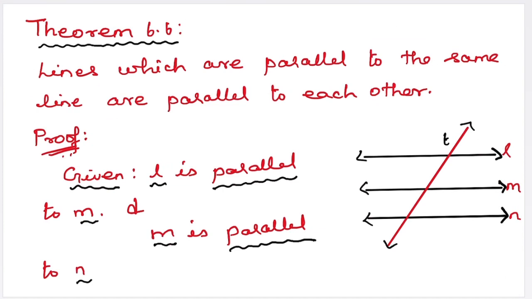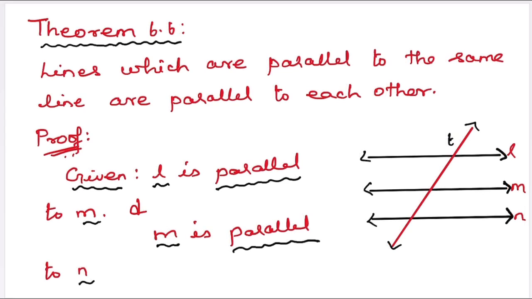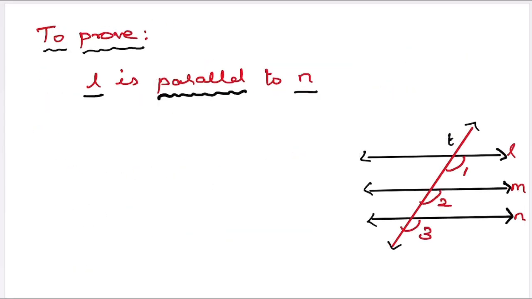Next, Theorem 6.6. The theorem is: lines which are parallel to the same line are parallel to each other. What is meant by lines which are parallel to the same line? The meaning is, if two lines are parallel to the same line, then they will be parallel to each other. To prove this, draw three parallel lines L, M, N. Let T be the transversal line for these parallel lines. Now it is given that L is parallel to M and M is parallel to N. Now what do we have to prove? To prove L is parallel to N.